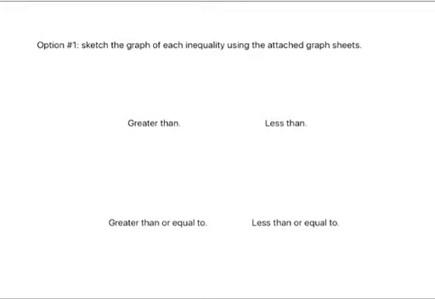Either one will do. So before we start graphing or sketching any of these inequalities, we have to know what the 4 inequalities look like. We have to know that the greater than inequality looks like this. We have to know that the less than looks like this. The greater than or equal to is the greater than symbol with the line underneath, meaning that it could be equal to. And the less than or equal to is the less than symbol with the little line underneath. Those are our 4 inequalities. We have to make sure that we know those before we start graphing.